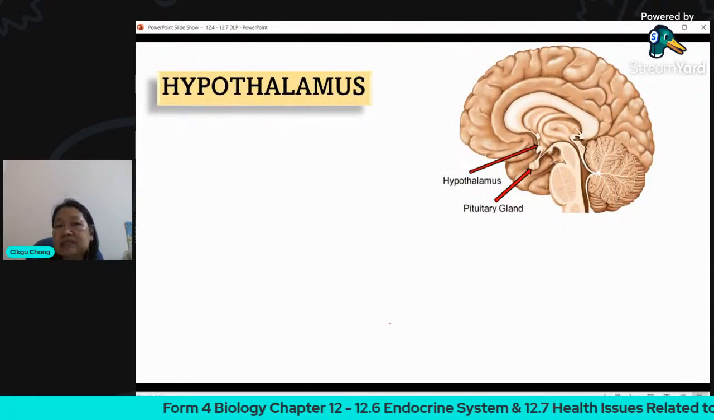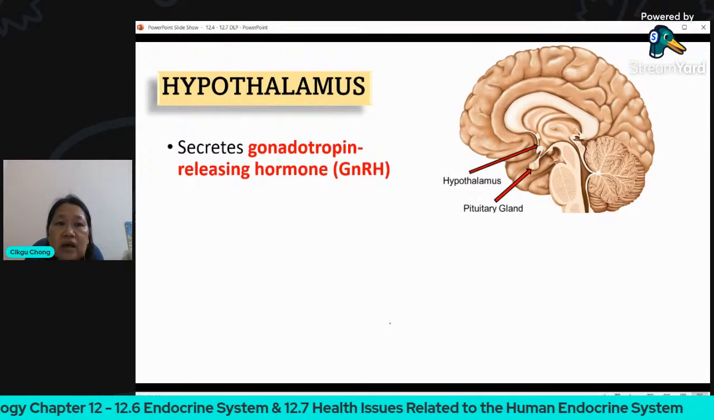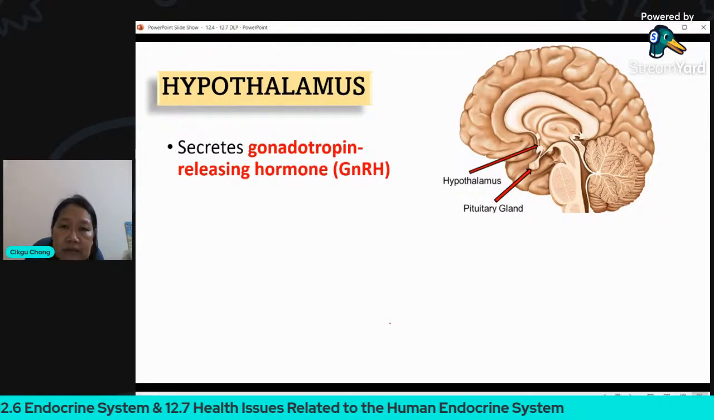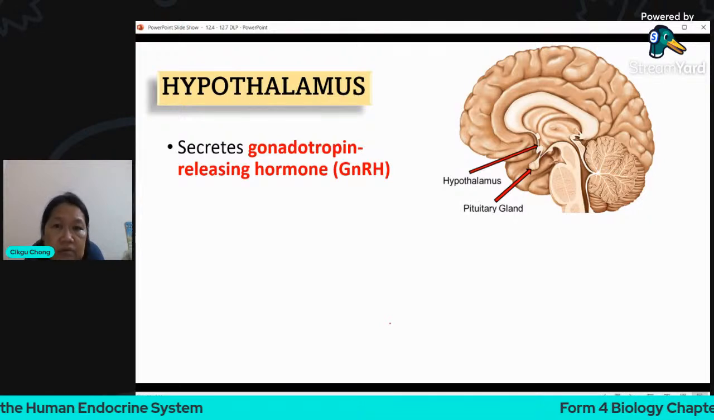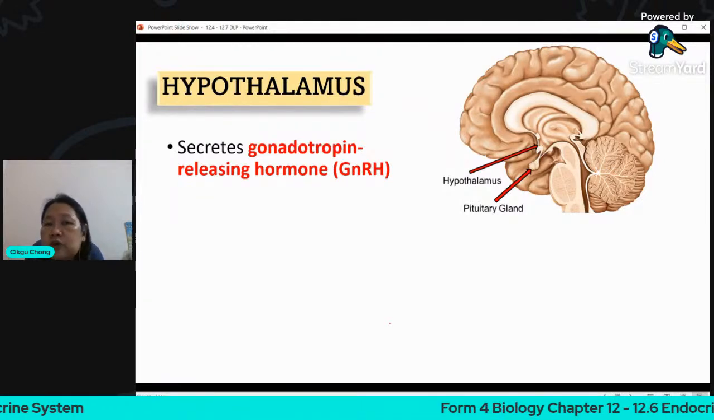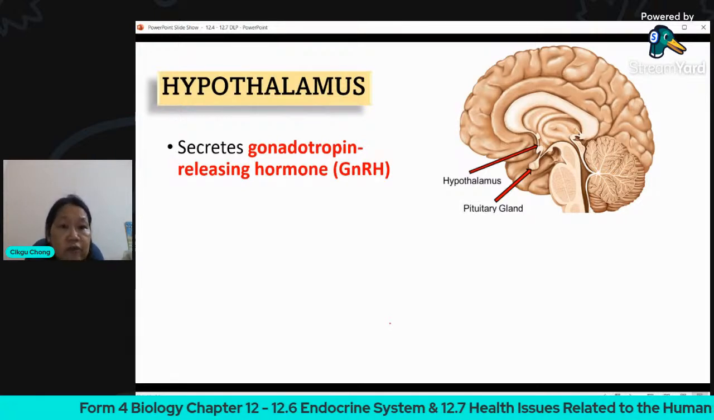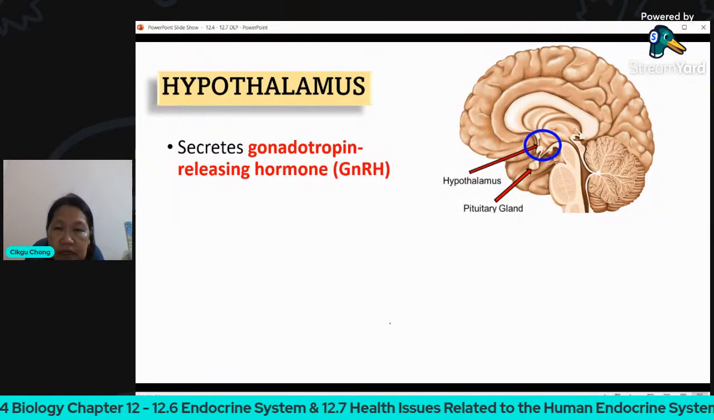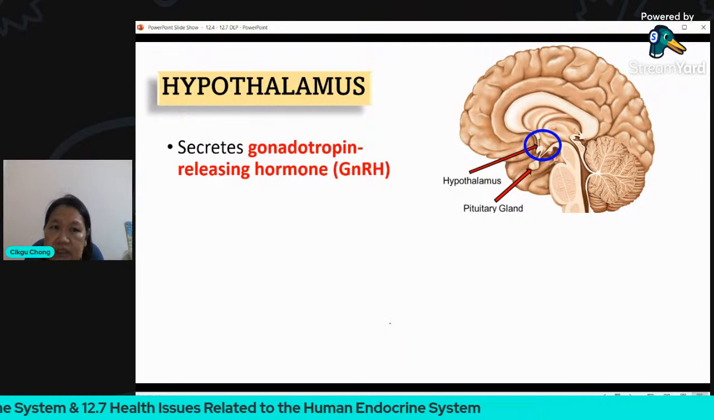Now, hypothalamus, let's start with the first one. Hypothalamus location first. It is found at this place in the brain. This one you've seen earlier when we talked about chapter 12, where I mentioned the position. It secretes gonadotropin releasing hormone, which is GnRH for short. Where I circled there, that is the hypothalamus.